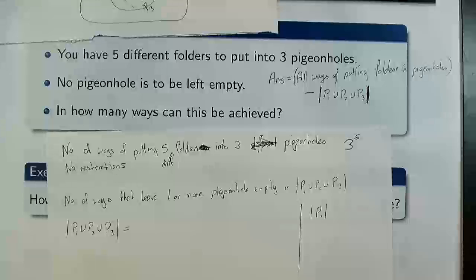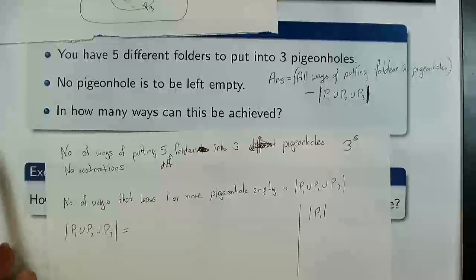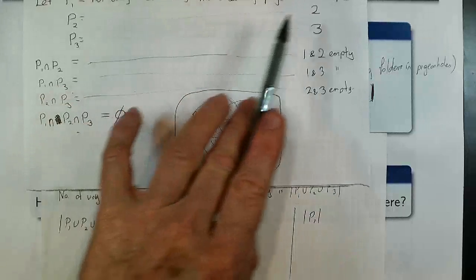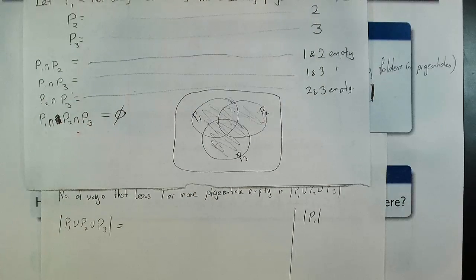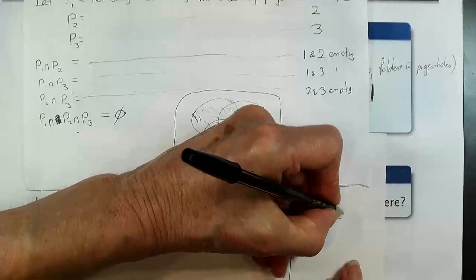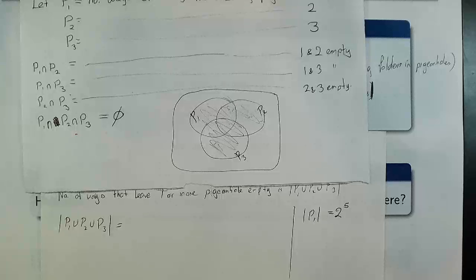P1. What's the number of ways of putting folders in pigeonholes but leaving pigeonhole 1 empty? So there's pigeonhole 1, it's labelled Leanne. You're not going to put any of your folders in there, you're going to put them in the pigeonholes labelled Charles and James. How many ways do you have of doing that? 2 to the 5, because first folder, 2 choices. Second folder, 2 choices. Right, 2 to the 5th. So that's the cardinality of P1.